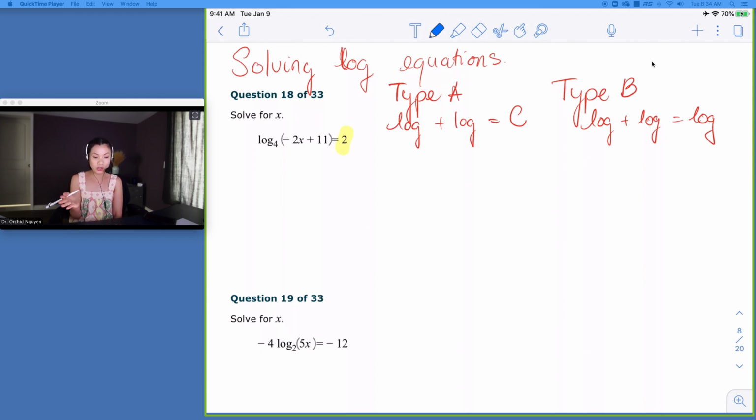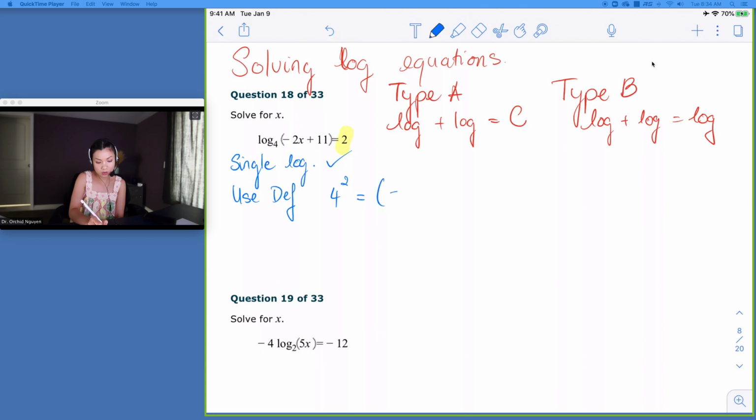First you want to make sure that we have only one single log. So make sure we have one single log. In this case, we do. Okay. Now I'm going to use the definition. So use the definition. And the definition is 4 squared equals negative 2x plus 11.